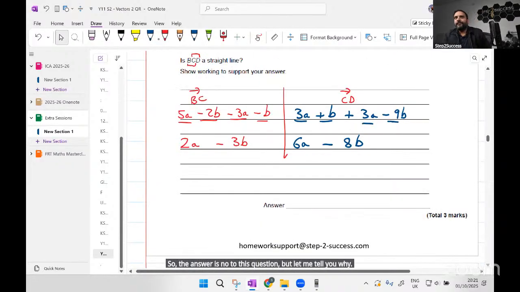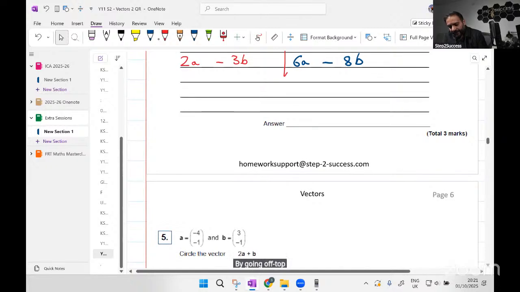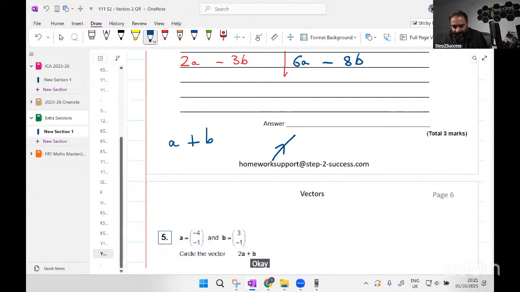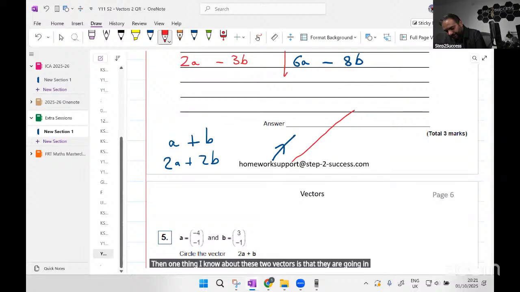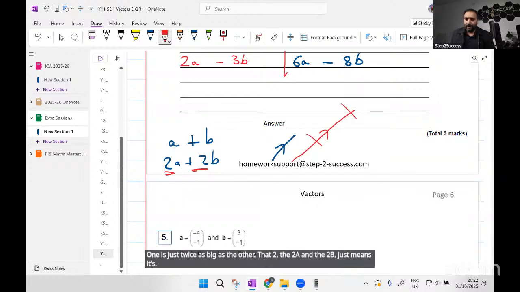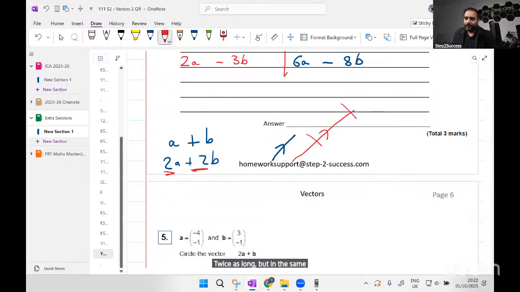By going off topic slightly, if I have a vector a plus b, and it looks like this, and then I said let's draw 2a plus 2b, then one thing I know about these two vectors is that they are going in the same direction. One is just twice as big as the other. The 2a and the 2b just means it's twice as long, but in the same direction. B is the starting point.